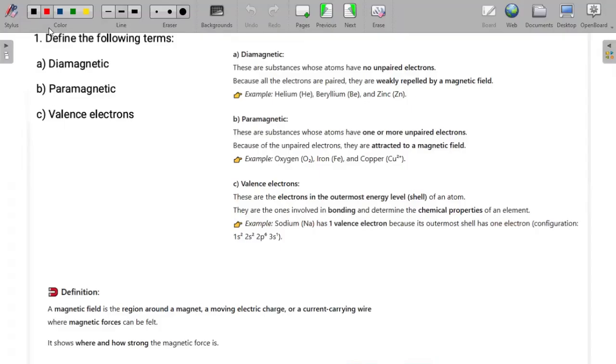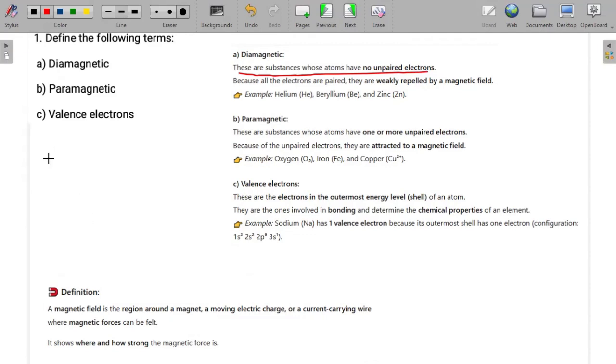Question 1 says define the following terms: diamagnetic, paramagnetic, and valence electrons. So what is diamagnetic? Diamagnetic simply refers to substances whose atoms have no unpaired electrons in them.